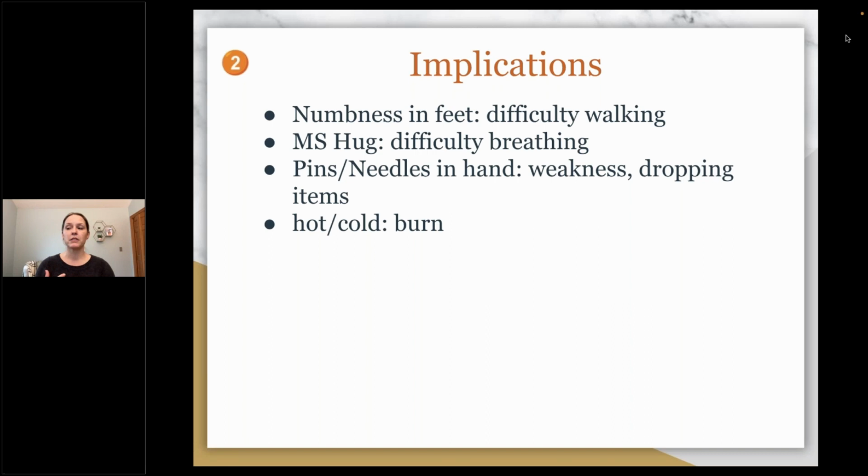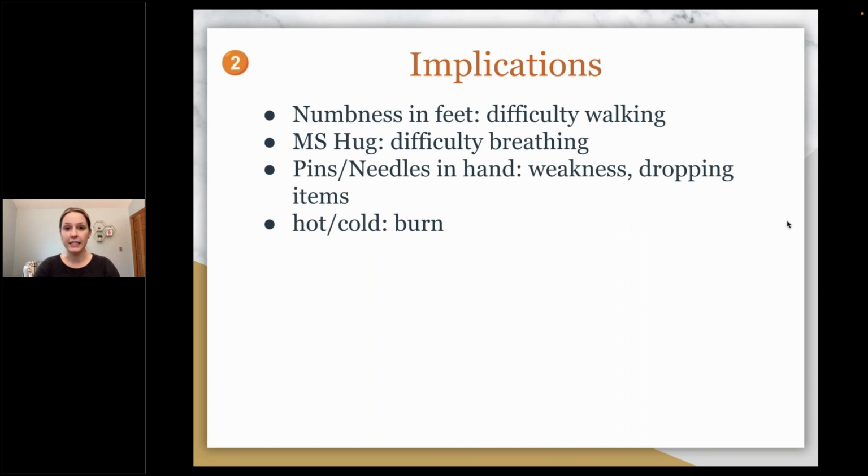And it can sometimes, if it's around their diaphragm, make breathing feel difficult. It can sometimes make talking or swallowing feel difficult. And it's similar to all pain, can really range in terms of intensity. It can be super intense or pretty mild.